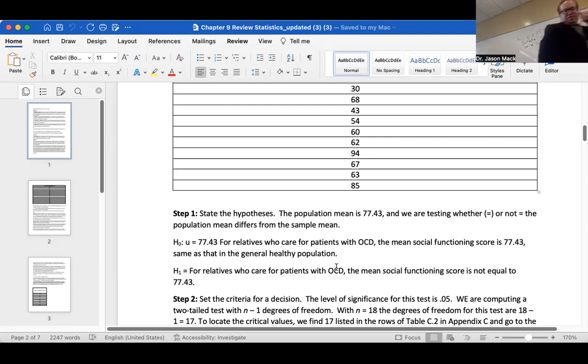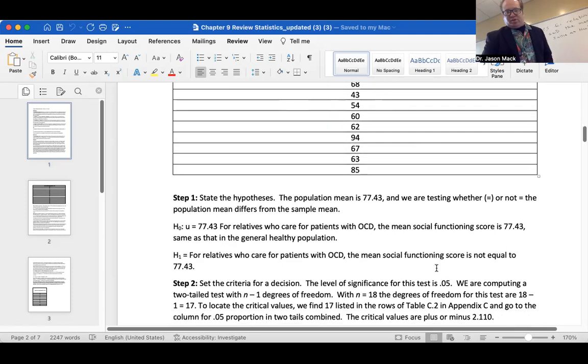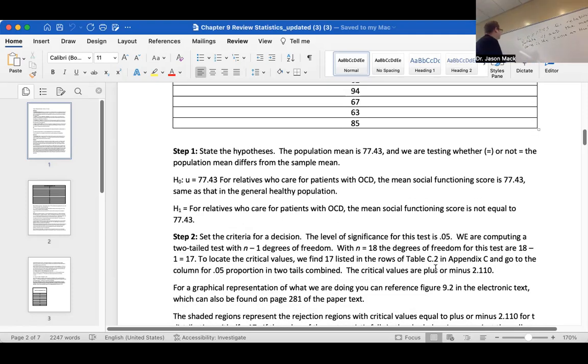So then we want our alternative hypothesis for relatives who care for patients with OCD. The mean functioning score is not equal to 77.43. Do these null and alternative hypotheses make sense? I can write that out. This is basically the same as this, not equal to. I can write that out if that'd be better, just tell me. It's also on here. These are our two hypotheses.